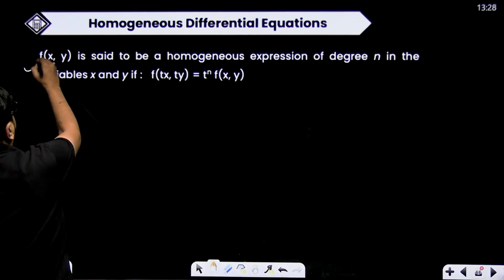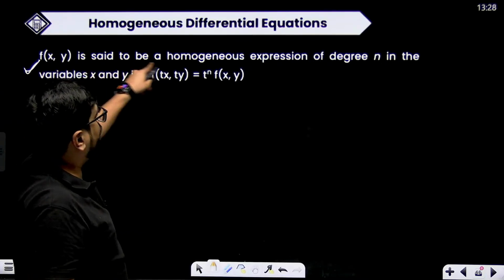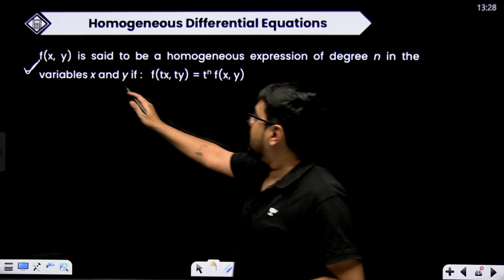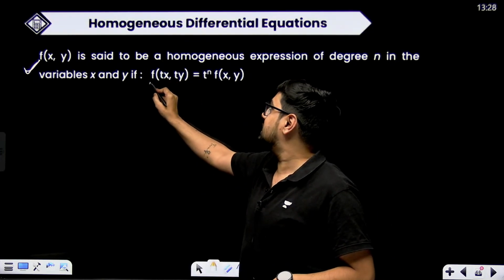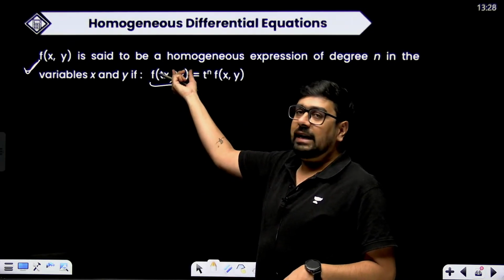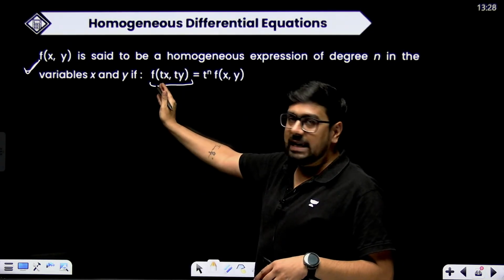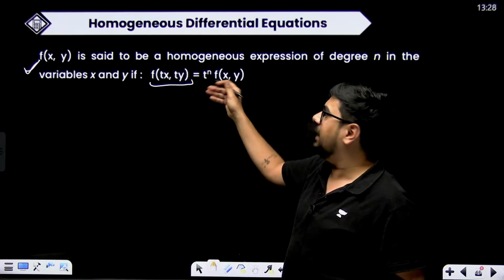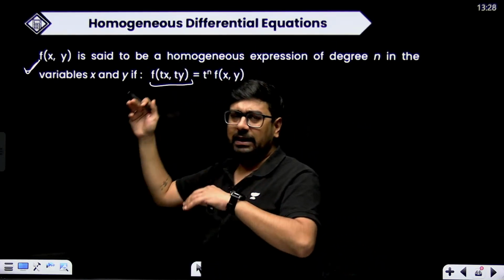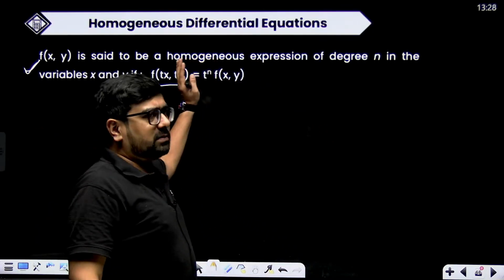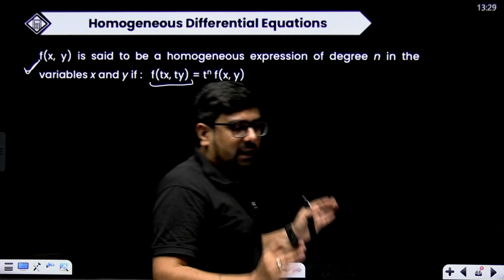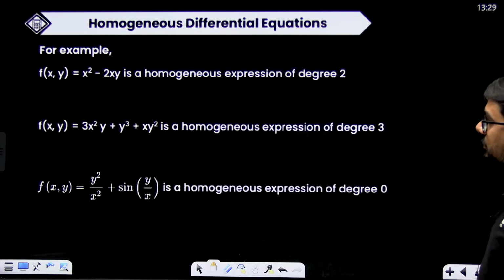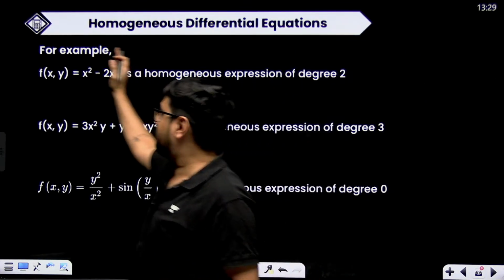The definition, first of all: f of xy is said to be a homogeneous expression of degree n in variables x and y if, in the same function, on putting tx instead of x and ty instead of y, you receive the same function again. It can be multiplied with t to the power something, all the t will come out common, basically. Great. So let's check for these functions.